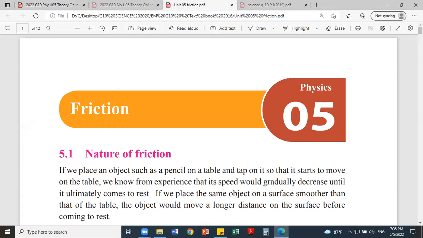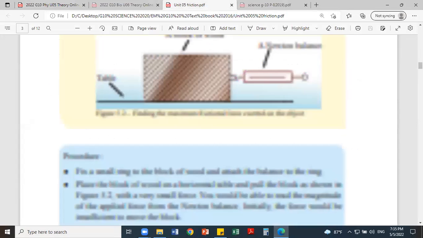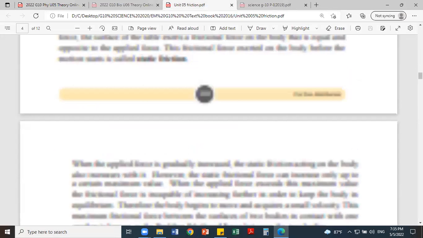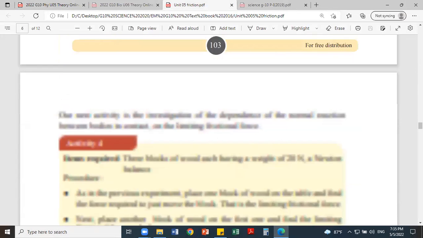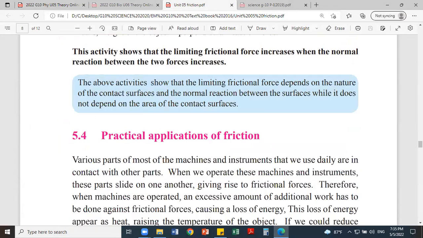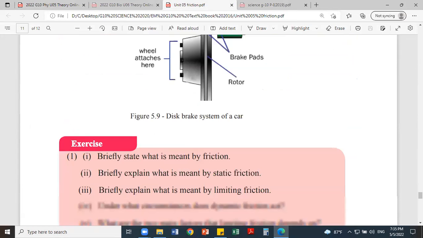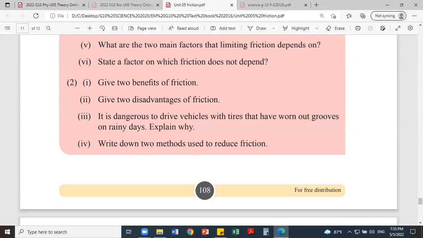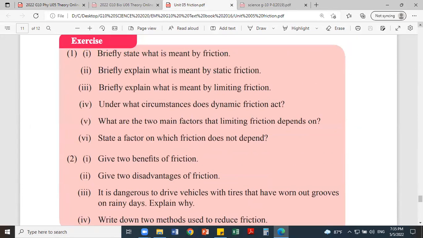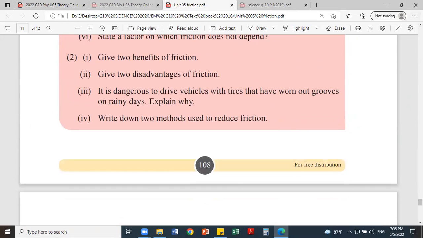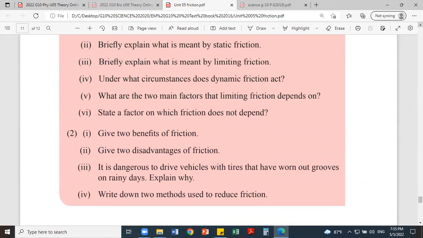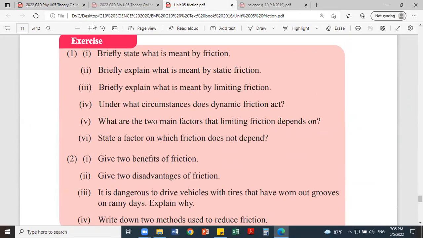Unit 5, friction. If you have done this in school, no need. If not, you don't need to write the question, only the answers, separately in your writing book. The exercise on page number 108 in your textbook is marked for homework. Page number 108, only the questions.